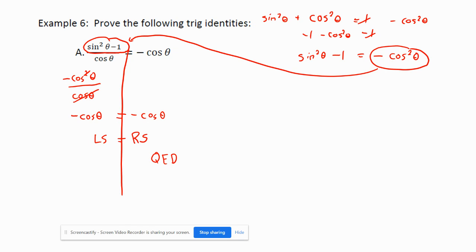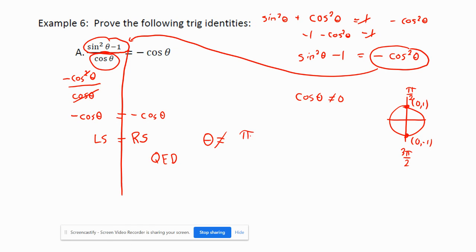We do have non-permissible values to account for. We have cosine in the denominator here, therefore cosine cannot equal 0. And where does that happen? It happens here, which is pi over 2 and 3 pi over 2. So therefore, theta cannot equal pi over 2 plus pi n.